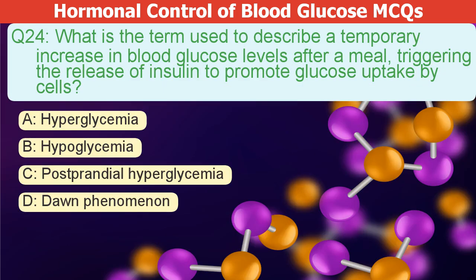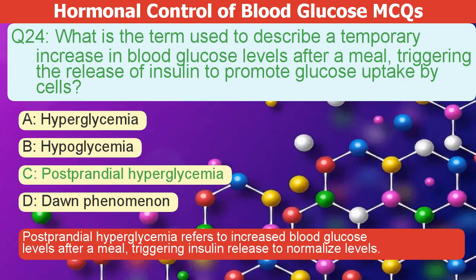What is the term for a temporary rise in blood sugar after eating, causing insulin release to help cells absorb glucose? A. Hyperglycemia. B. Hypoglycemia. C. Postprandial hyperglycemia. D. Dawn phenomenon. The correct answer is C. Postprandial hyperglycemia refers to increased blood glucose levels after a meal, triggering insulin release to normalize levels.